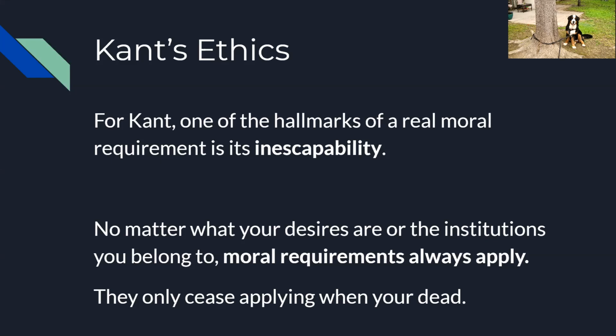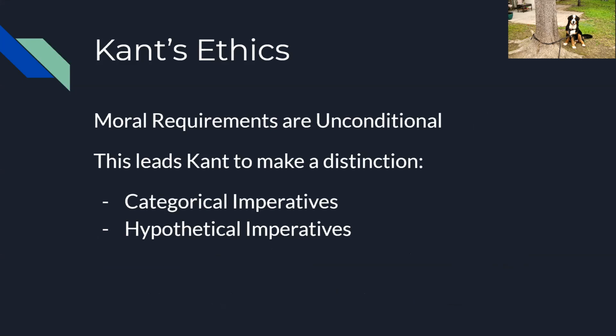So the idea here is it doesn't matter what your desires are or the institutions that you belong to. Moral requirements always apply. They only cease applying to you when you're dead. Kant thinks that basically moral requirements are unconditional. And that leads him to this distinction between what's called a categorical imperative and a hypothetical imperative. A categorical imperative is a kind of rule that you have to follow categorically, that is, one that has no conditions on it. And a hypothetical imperative is a rule that you follow if you meet a certain hypothetical condition.